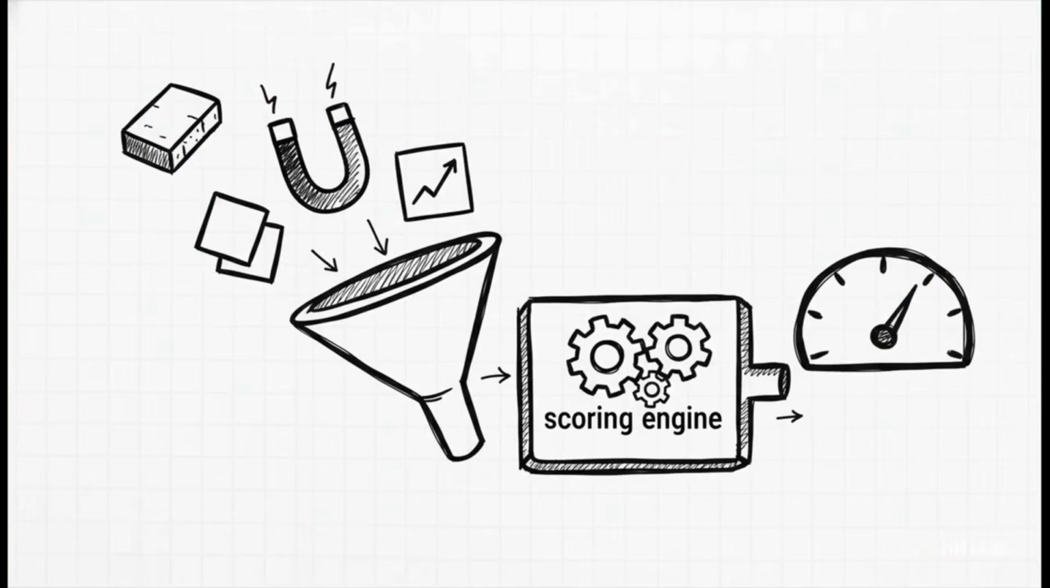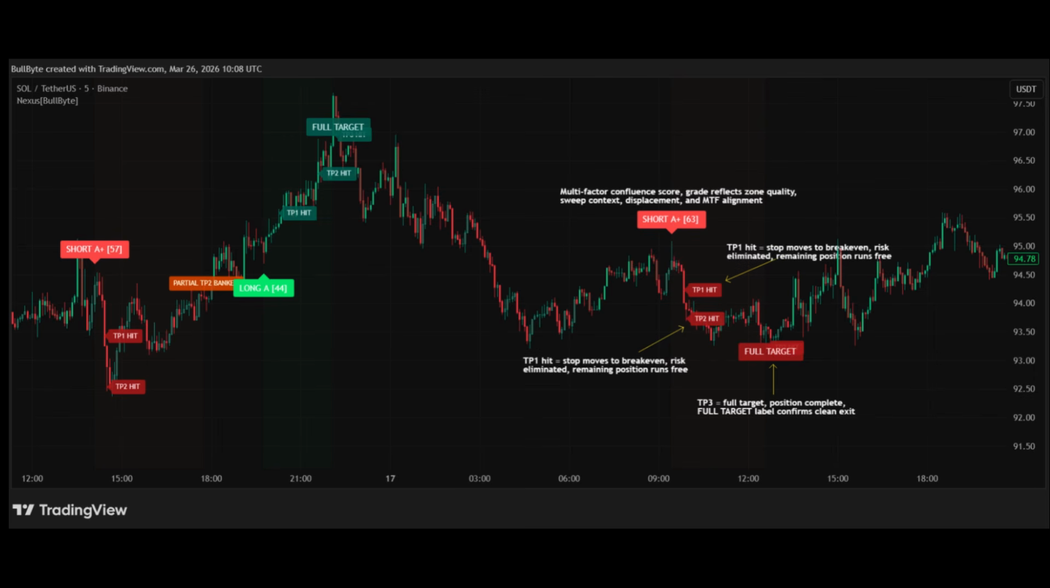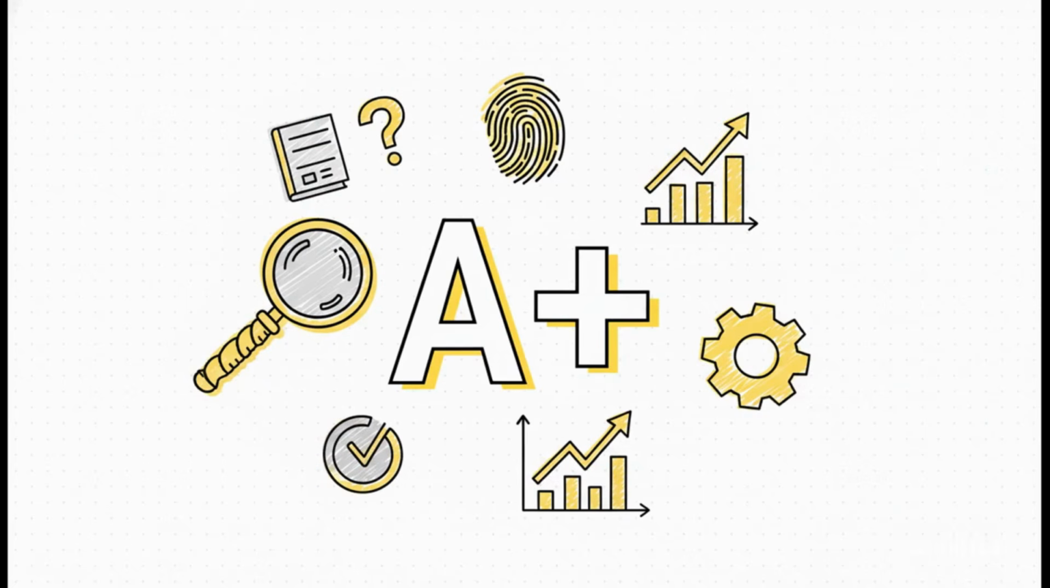The signal scoring engine evaluates every potential setup across 10 separate dimensions and assigns it a score from 0 to 100. Those dimensions include the structure type, zone confluence, whether a liquidity sweep occurred, displacement quality, premium or discount positioning, multi-time frame alignment, session timing, VWAP relationship, volume, and candle quality. Based on that composite score, each signal receives a grade.